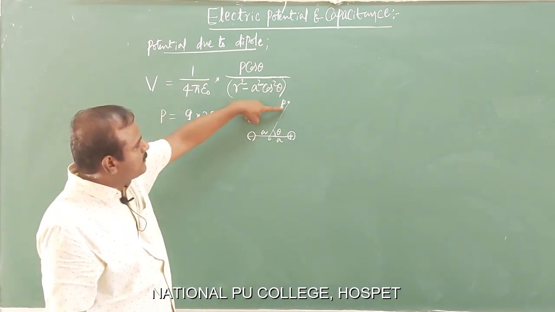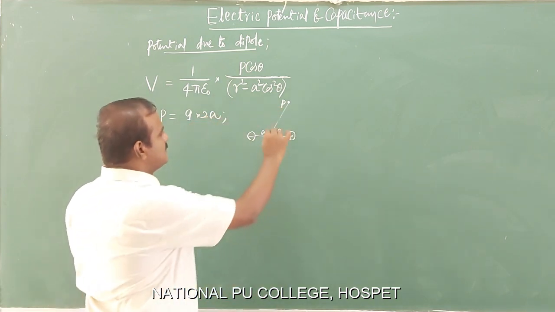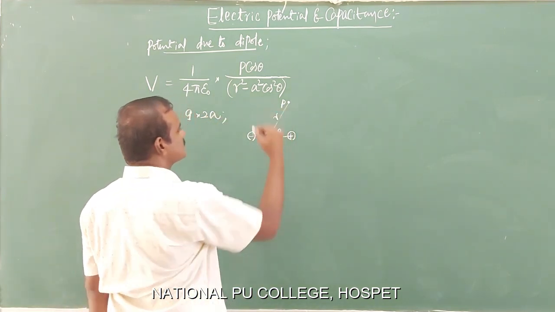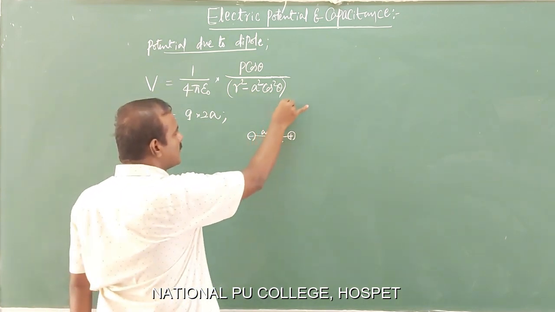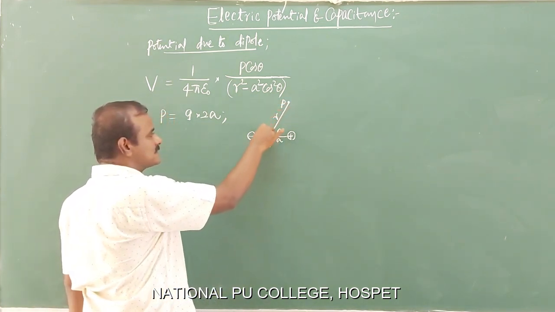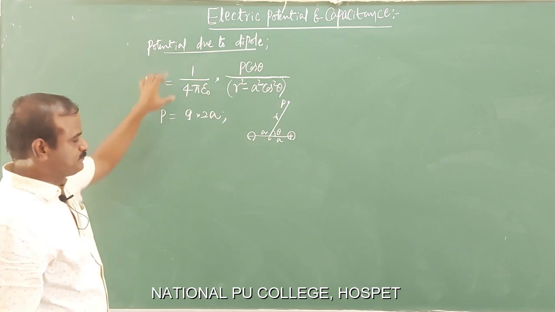This is the point P, remember. This distance is r. For this arrangement, if you remember, we arrive at this expression.